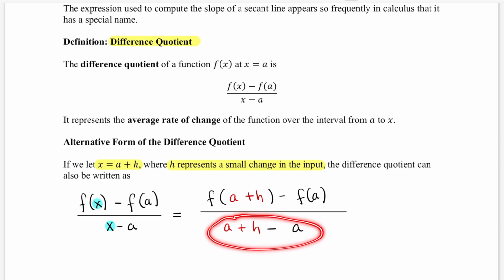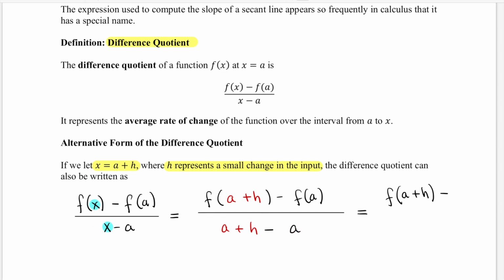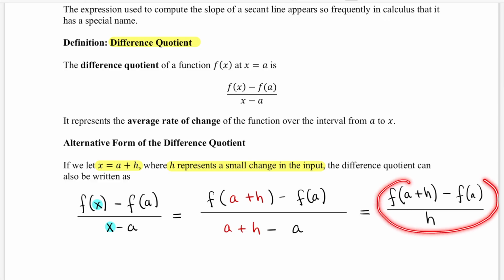In the denominator, we have a plus h minus a. A minus a is 0, so we're left with just h. This is the alternate form of the difference quotient. This form is especially useful when defining derivatives. Why? Because instead of thinking about moving from a to some random x, we're thinking about moving just a small amount h away from a. And later, we'll let that small change shrink towards 0.